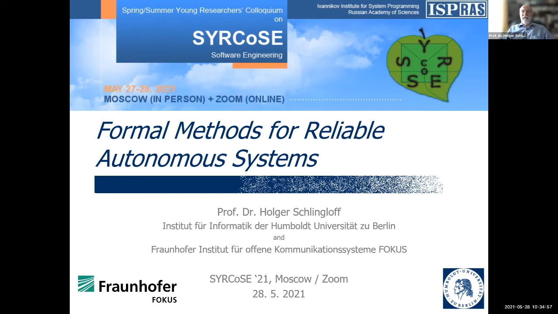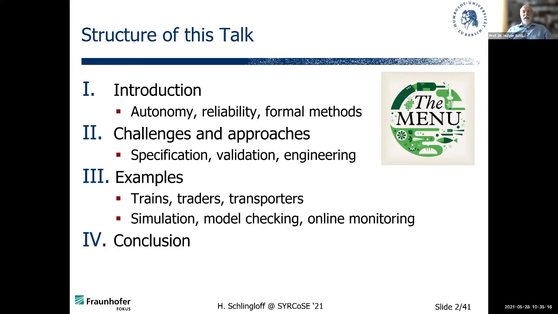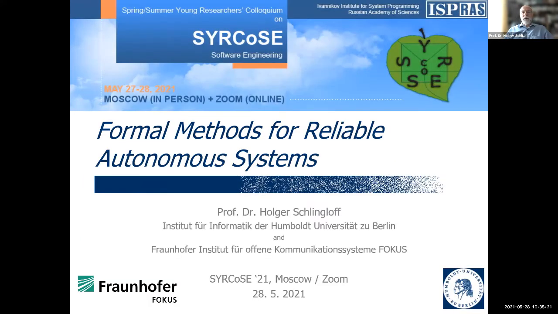And so it will be a somewhat relaxed talk because I will talk a little bit on philosophical things and only quickly mention technology and formulas and maybe skip over them. So this is the structure of my talk. The topic is formal methods for reliable autonomous systems. So the focus is on autonomy.